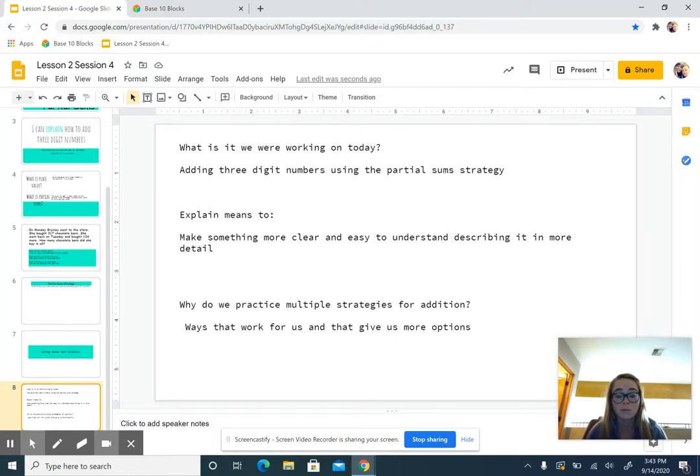And why do we practice multiple strategies for addition? Well, we find ways that work for us, and that gives us options. Because if one way doesn't work for you, then you know you have another way to try and solve it.